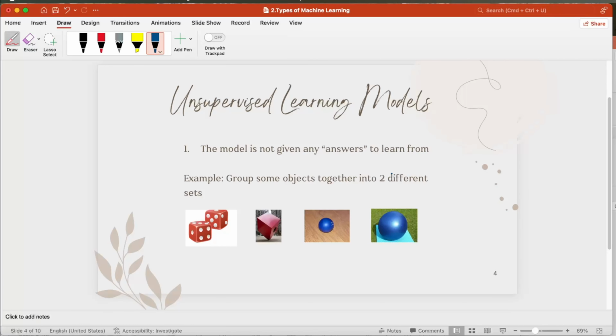In unsupervised learning, the model isn't given any correct answers to learn from. It has to figure out patterns and structure on its own from the data. This is where we use unlabeled data. The algorithm isn't told what the correct output is. It just has to make some sense out of the data.